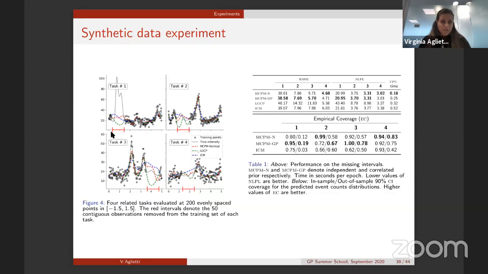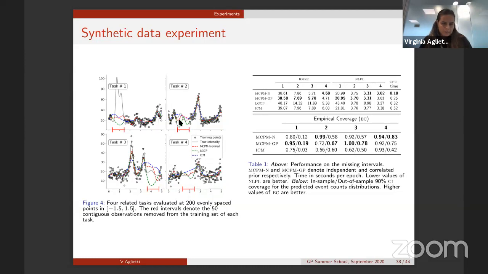For each task, we generate some missing batches. So we remove part of the data, so contiguous information, to make sure that the method doesn't know what is happening in the area. So it's forced to share information from the other tasks. The missing data are displayed with this red interval on the axis. And notice that these missing areas are generated in different parts of the input space. In this case, a one-dimensional example, so you can think about that as time.